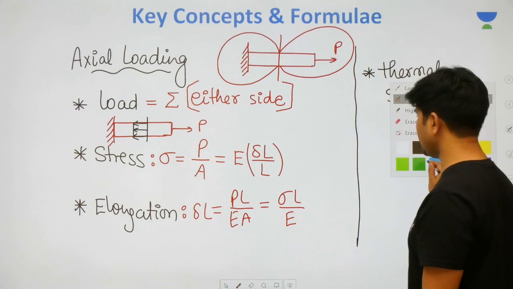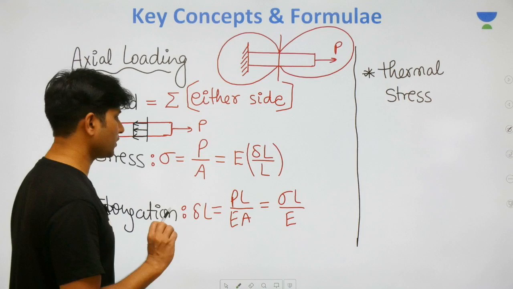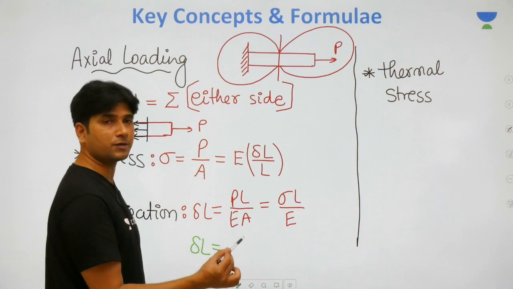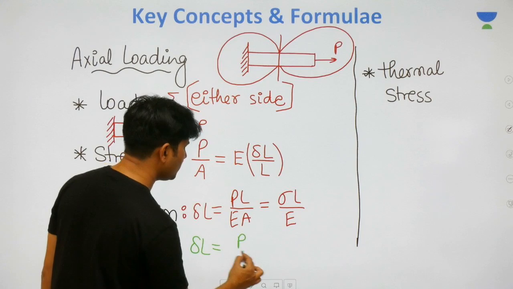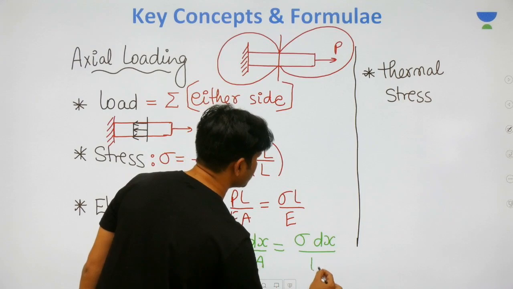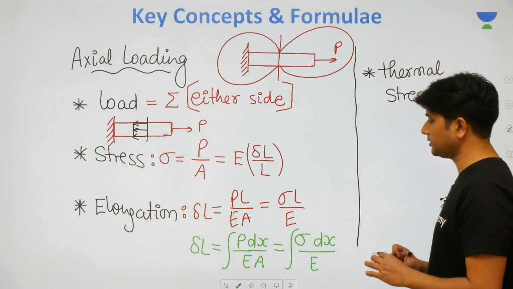My dear friends, there is one more variation as far as elongation problems are concerned. Sometimes they will ask problems where load, elasticity and area will be varying. In case the load or elasticity or area is varying, you will have to use this formula on a differential length. And after using it on a differential length, you'll have to integrate it to get the total elongation.